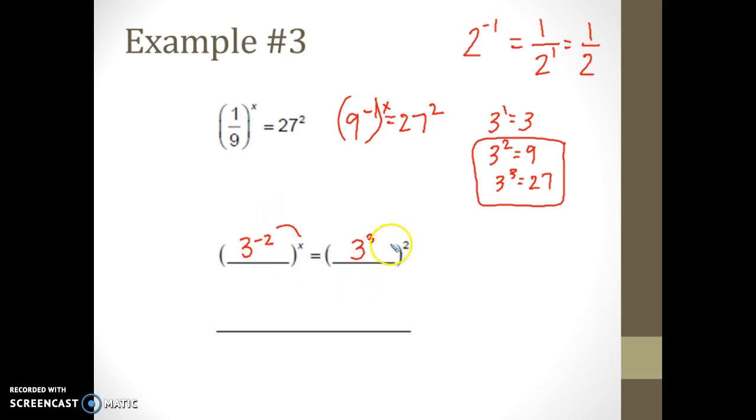Again, I have to multiply, so we get 3 to the negative 2x equals 3 to the 6th. I don't need the 3's anymore. Negative 2x equals 6 divided by negative 2. X equals negative 3 again, just like the last example. So that's solving using your common bases.